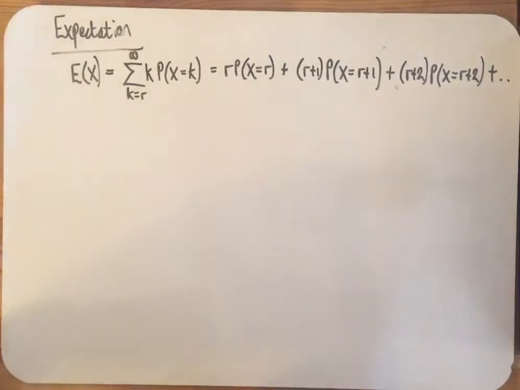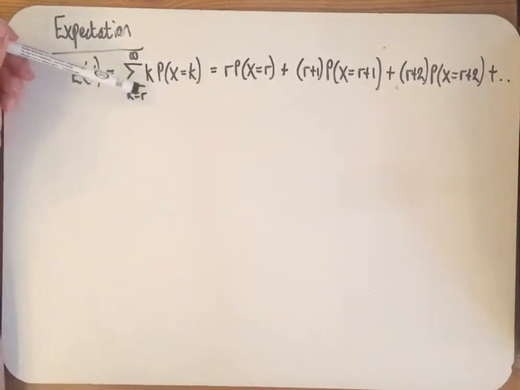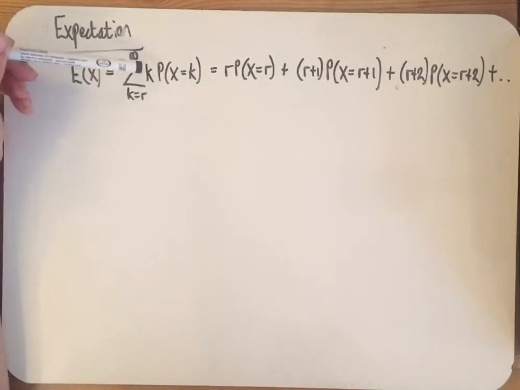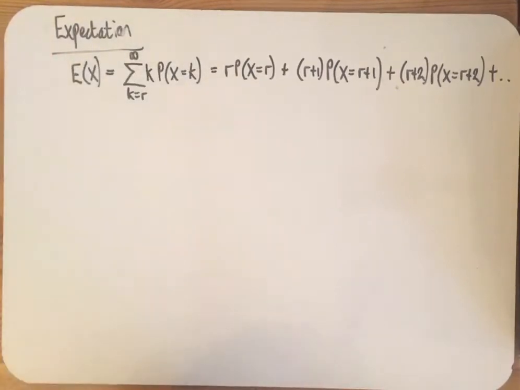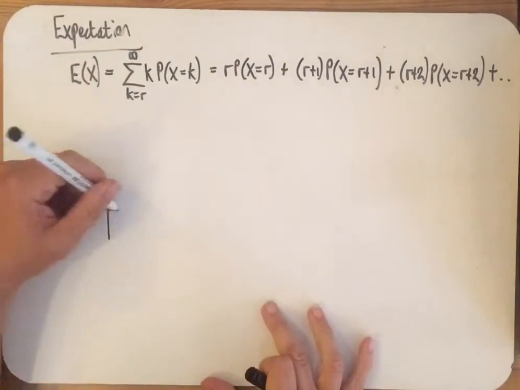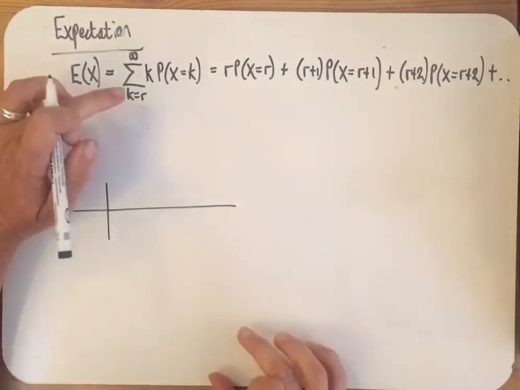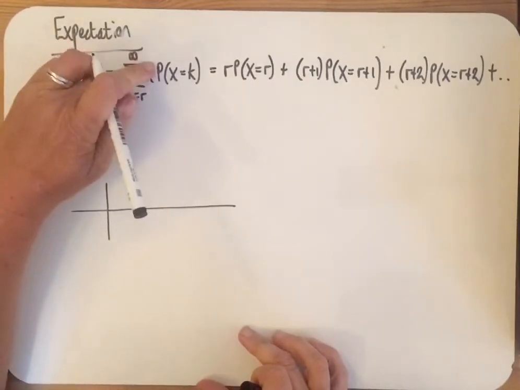Okay, proof for the expectation. So just to remind you, expectation of x is the sum from, I've put a k in here because we're already using r, so from k equals r to infinity of k times the probability x equals k. In fact, you could put an x in there if you want. I think we've been using lowercase x a bit more, haven't we?